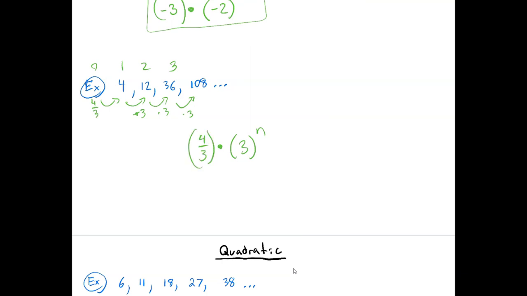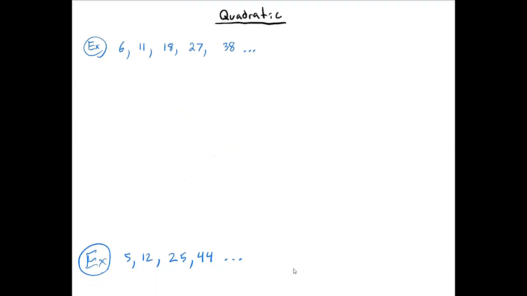thirds times that. And we could clean that up if we wanted to. I'm not going to. I'm just going to leave it like that. So that's kind of how to do geometric sequences. It's the quadratic, though, that we're interested in.